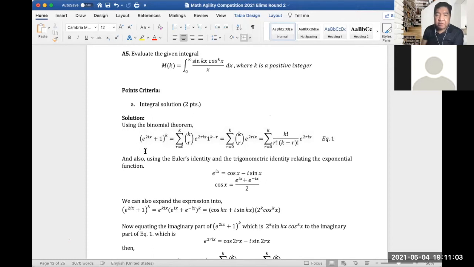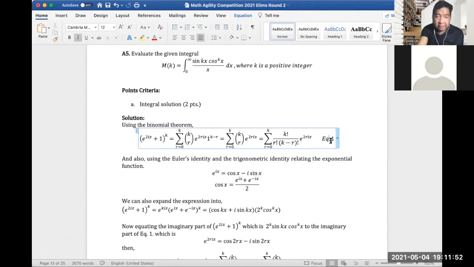So we know that (e to the 2ix plus 1) raised to the k can be formed into a summation formula of combination of k r, right? So this means combination of k r, e to the 2rix times 1 to the k minus r. So from r equals 0, this is our limit, to k, right? And since 1 to the k minus r is still 1, we don't need to write it here. So that simplifies our expression. And we know that k r is a combination, so that is equivalent to k factorial over r factorial, k minus r factorial. So this is our equation 1.